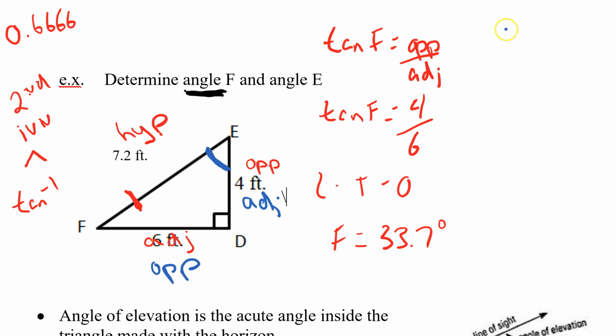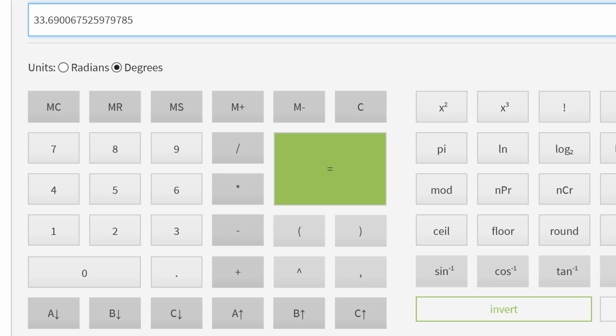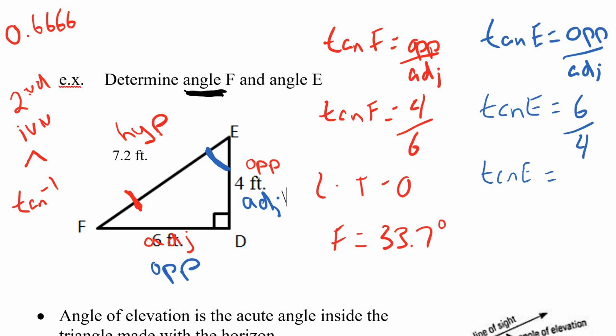Same steps. Pull up my formula, and you should write the formula down every time just so you get familiar with it. Tan of E is the opposite over the adjacent. I don't know E, so I've got tan of E. My opposite has now become 6, and my adjacent has become 4. So tan of E is going to be 6 divided by 4. Let's go to my calculator, clear it all out. 6 divided by 4 equals 1.5. So tan of E is 1.5.